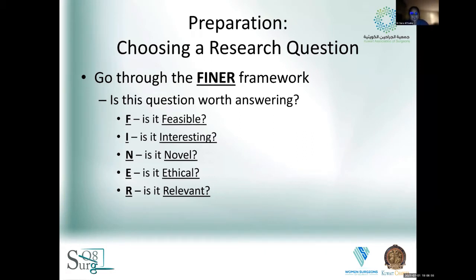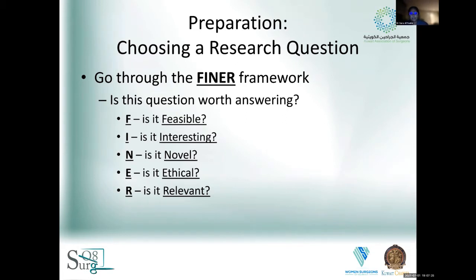Is it interesting? Is it interesting not just to you, but to a wider audience? A good way to test that is to ask people, do you think this would be interesting in your day-to-day practice? And also, if you are in a particular field, let's say urology, I'd encourage you to read articles from the main journals and see, is this a topic that people are looking at? Is it current? Is it topical?